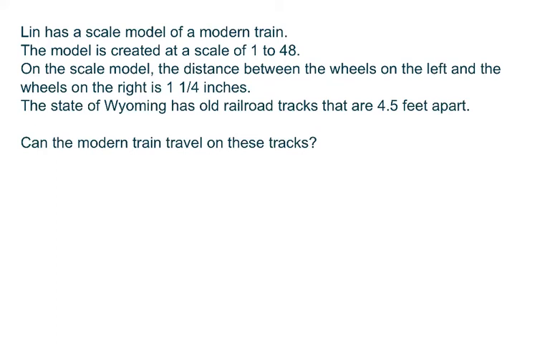Lynn has a scale model of a modern train. The model is created at a scale of 1 to 48. On the scale model, the distance between the wheels on the left and the wheels on the right is 1¼ inches. The state of Wyoming has old railroad tracks that are 4.5 feet apart. Can the modern train travel on these tracks?